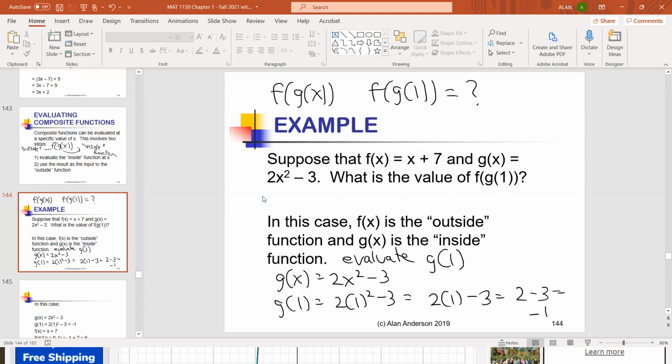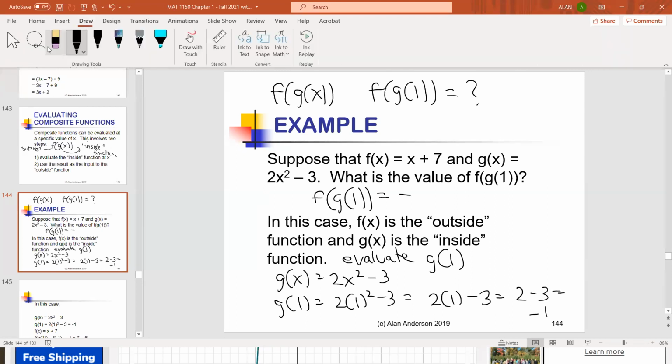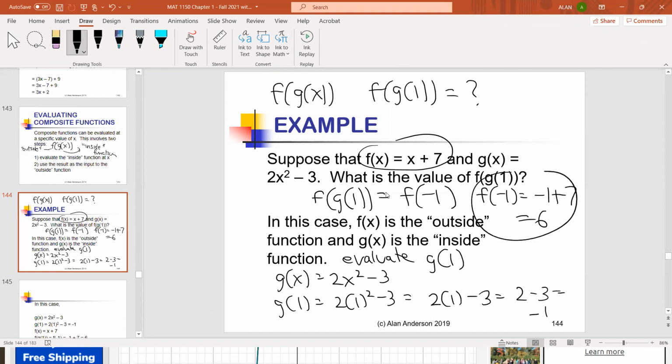And so look how simple this becomes. All of a sudden, this tells me that f of g of 1 is equal to f of negative 1. And that we definitely know how to do. We found earlier that that's easy. So since f of x is x plus 7, f of negative 1 must be negative 1 plus 7, which equals 6. And I'm done. Look how easy that was.